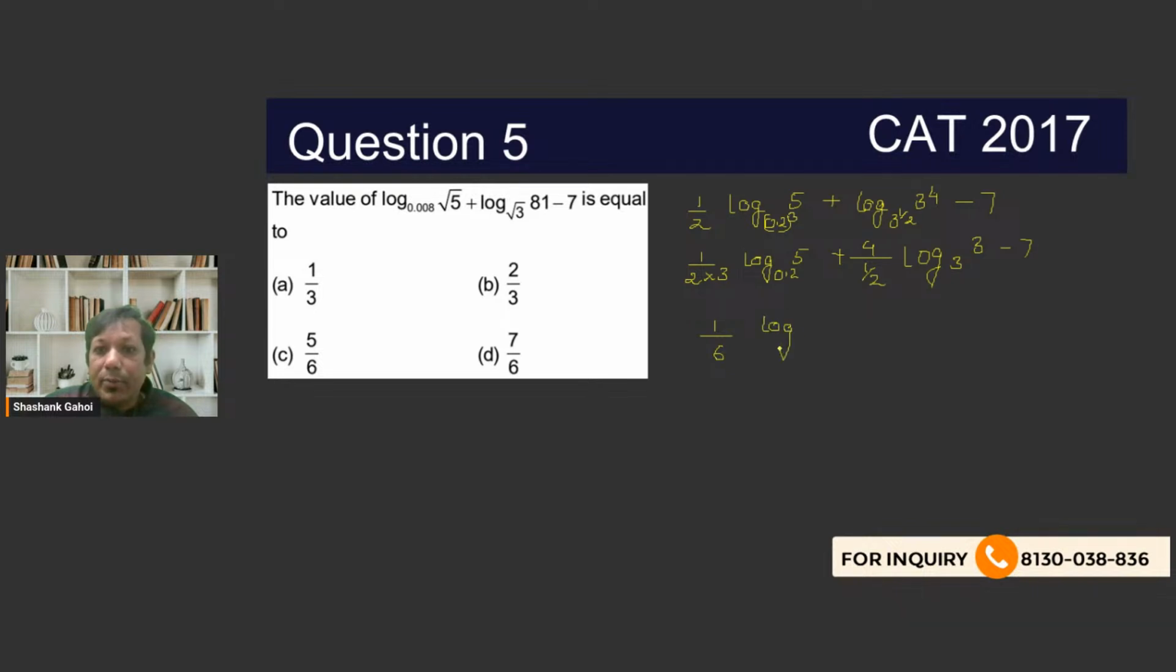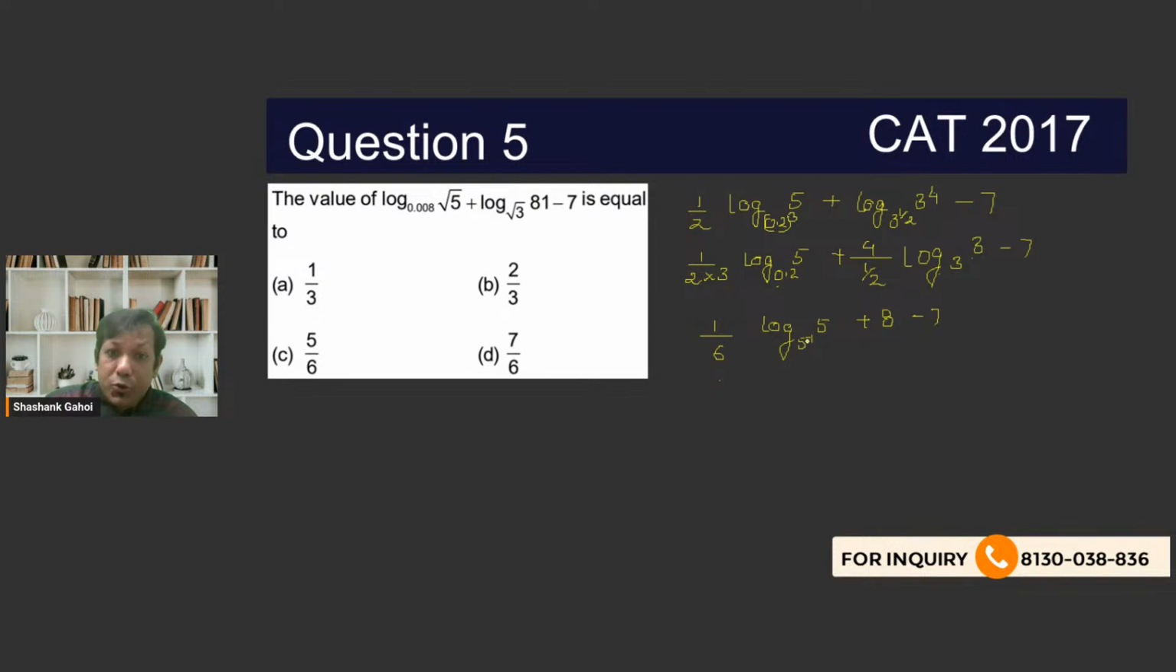Now can I say log base 5, 0.2 is 1 upon 5, right? So can I say it is 5 power minus 1 plus 8. 3 base 3 has 1, so minus 7. Okay, so this is going to be what?